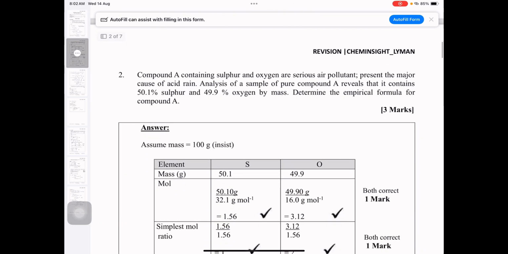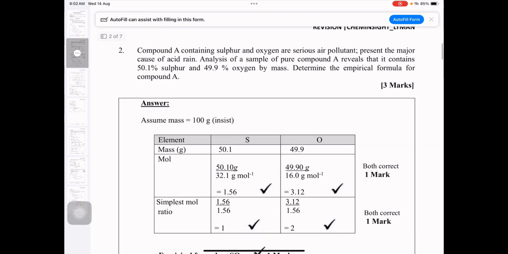Okay, for question number 2, empirical formula. So given analysis of pure sample of compound A contains 50.1% sulfur, 49.9% oxygen by mass, determine the empirical formula for the compound A. So 3 marks ya.